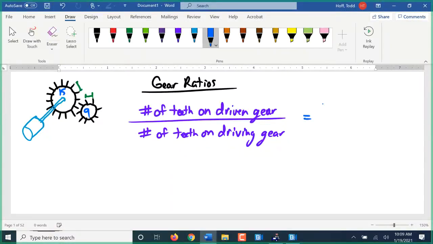So the 9 teeth is the driven gear. If I separate them, the 9-tooth gear stops. The 15 tooth is the driving gear because it is hooked to the motor or to the power. So it's a 9 to 15 gear ratio, which of course we can reduce. Both of those numbers divide by 3. 9 divided by 3 is 3. 15 divided by 3 is 5. 3 to 5.